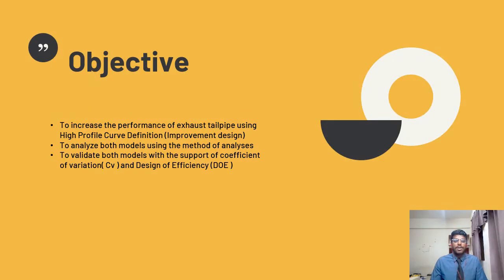The objective is to increase the performance of exhaust tailpipe using the high profile curve definition for the improvement design. Next is to analyze both models using the method of analysis. And the last one will be to validate both models with the support of coefficient of variation and also design of efficiency.